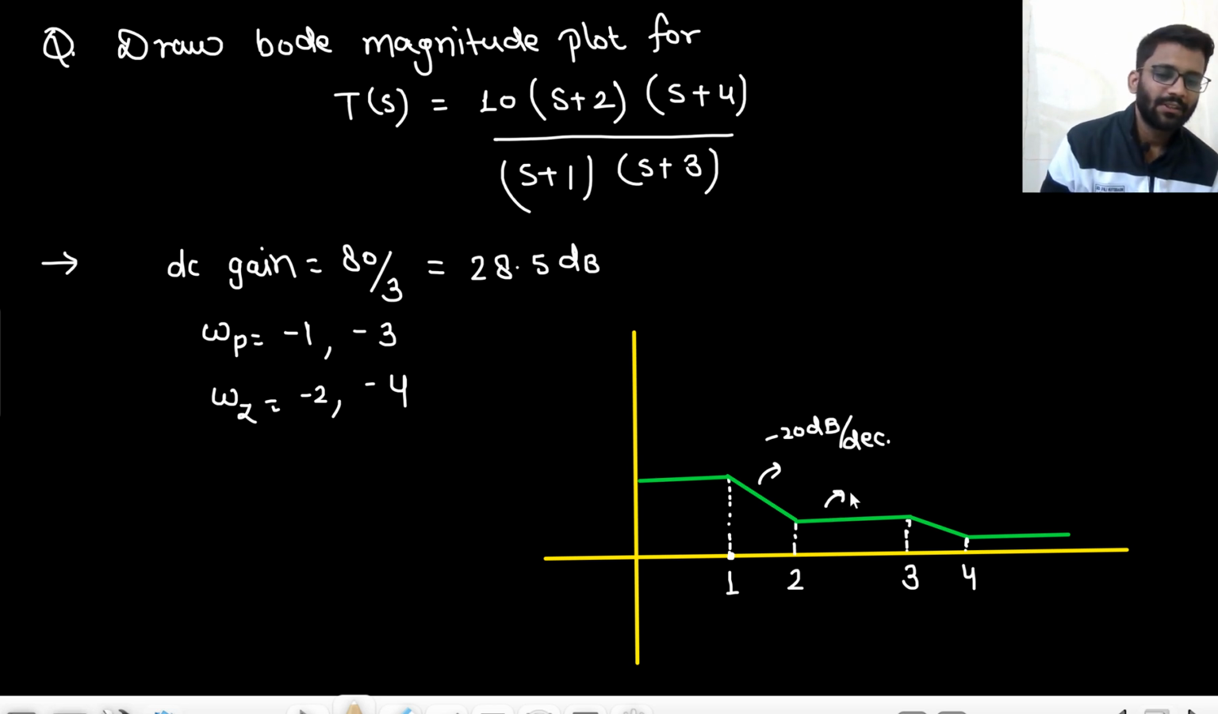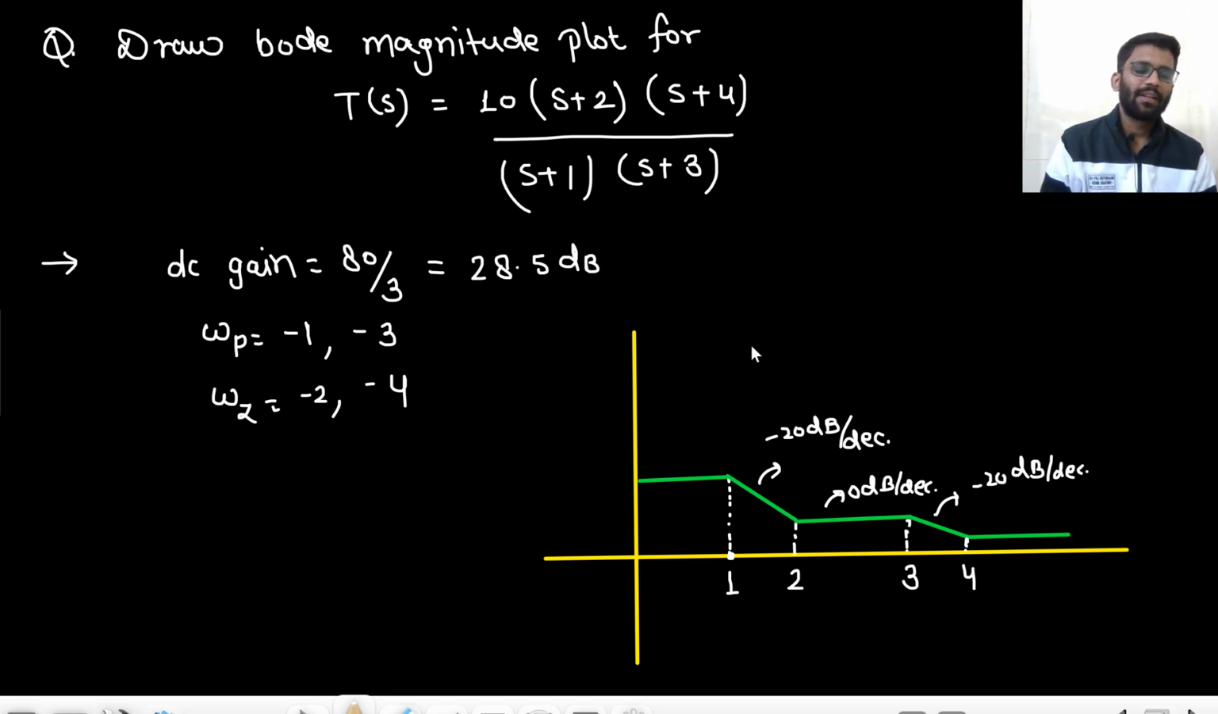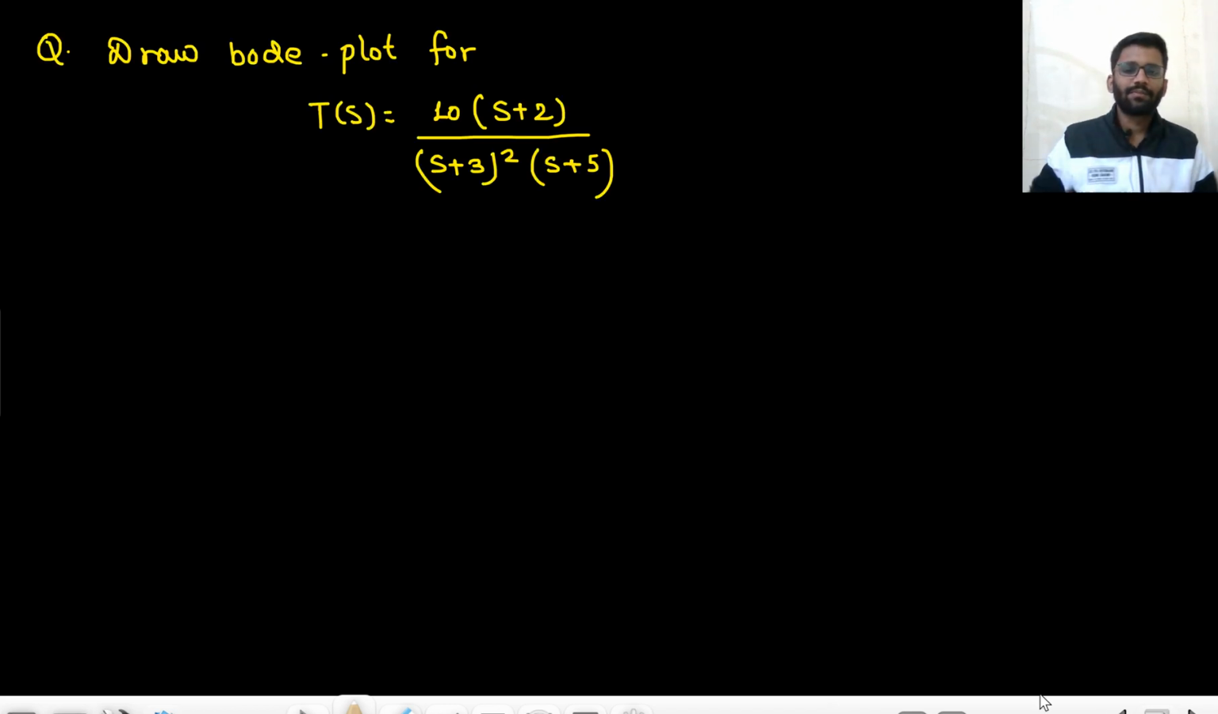0 dB. This is 0 dB per decade. When I encounter a pole again, so -20 plus 20 -20 again. So -20 dB per decade. The slopes will keep on getting added. Now -20, and then again I am having a 0. That means it will again add 20. So it will be 0 dB per decade. Okay. Well and good. Let's move on to the next question.